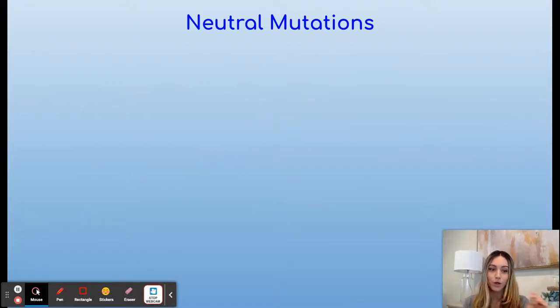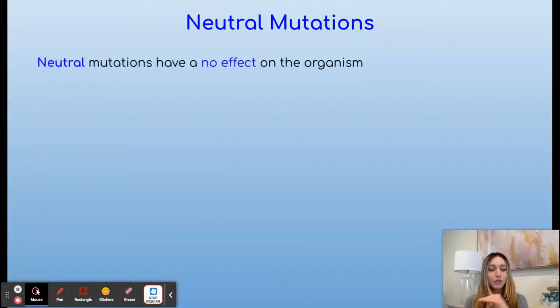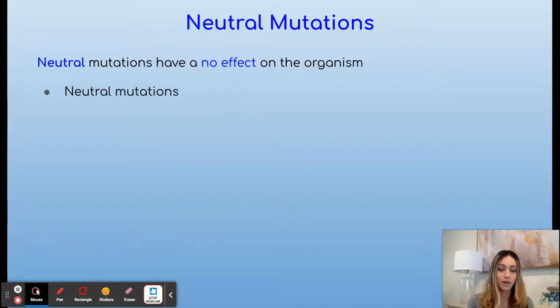If you know what the word neutral means, you probably can already guess what this type of mutation is. A neutral mutation is a mutation that has no effect. It's neither good nor bad. It is neutral. It does not affect the organism at all. Now, there are three different ways that a neutral mutation can come about, or three different types of neutral mutation.